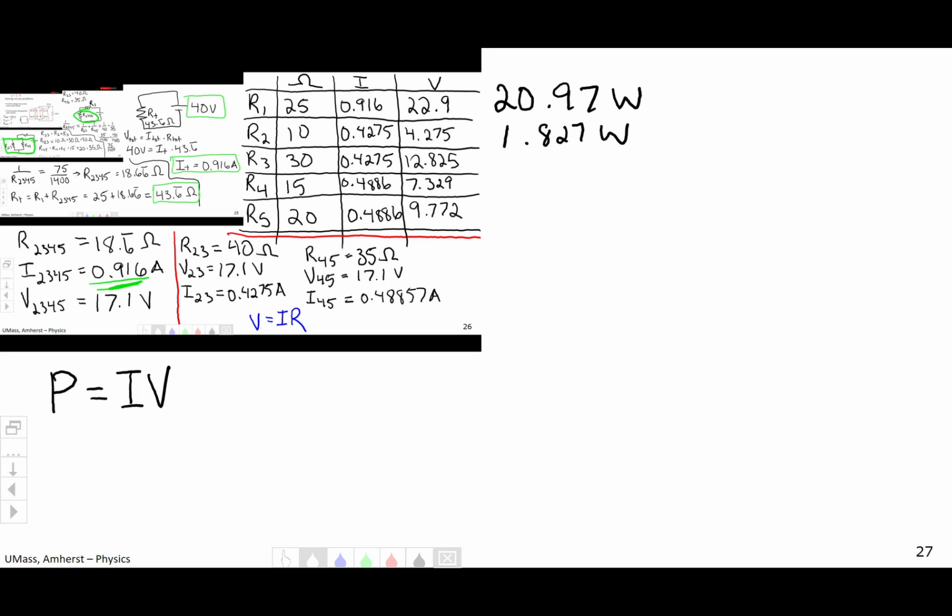0.4275 times 12.825 equals 5.482 watts. 0.4886 times 7.329 is 3.5809 watts, and finally 0.4886 times 9.772 is 4.7746-ish watts. Okay, so we found the power.